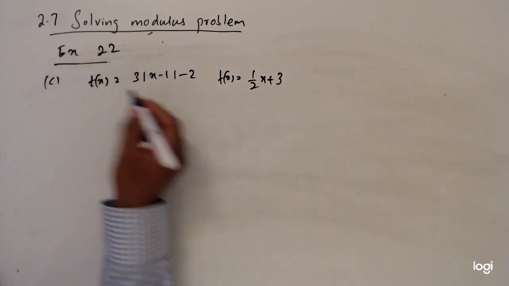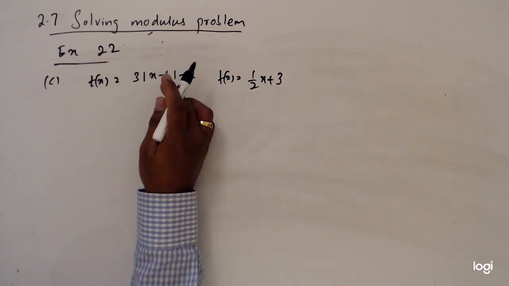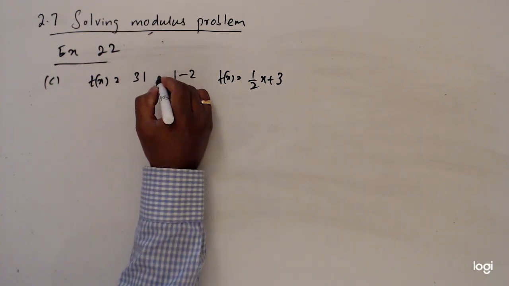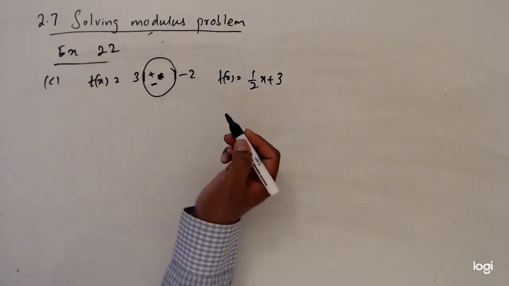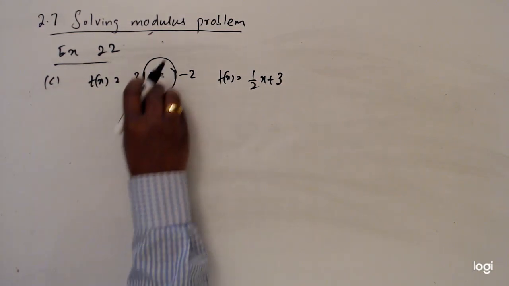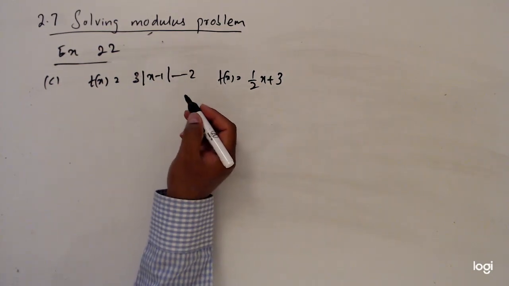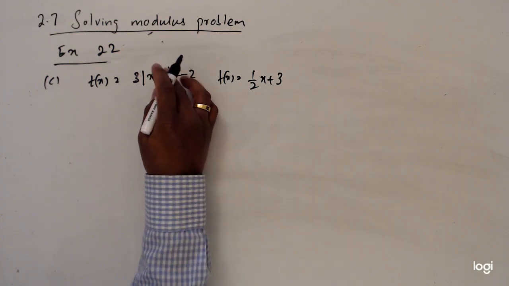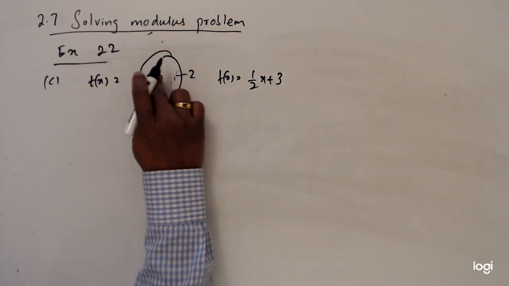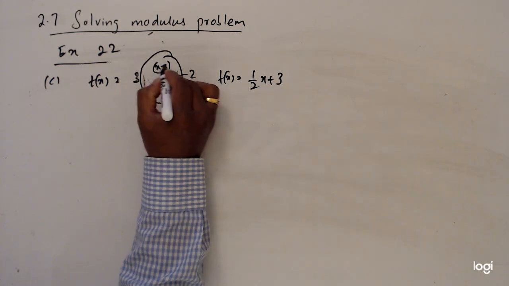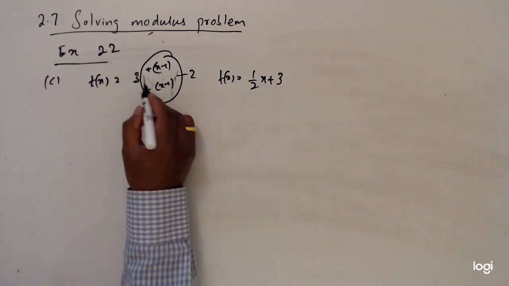Part C, now let's solve these two equations. As we discussed, this is a mod value. If this is a star, there are two cases, plus and minus. So likewise, this is 3 mod x minus 1 minus 2. So then there are two options. One is x minus 1 is a positive value. The other one is x minus 1 is a negative value. So we'll take the positive one first.